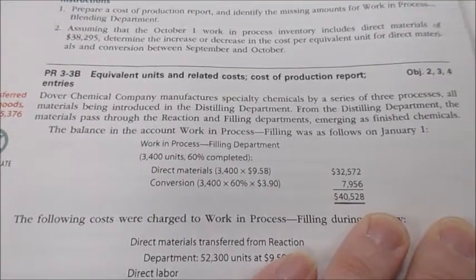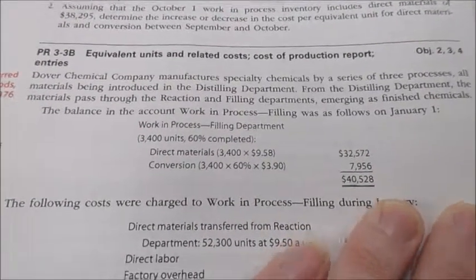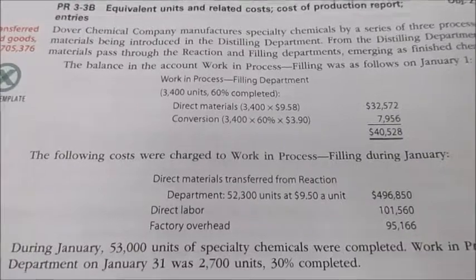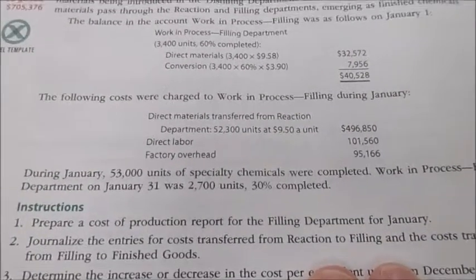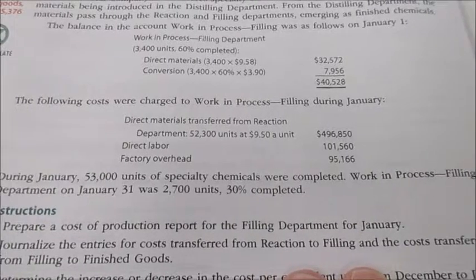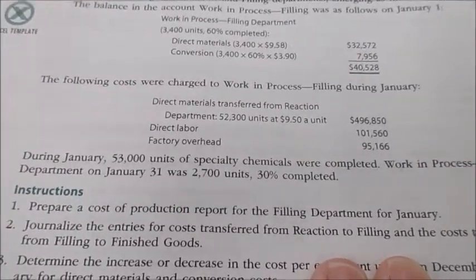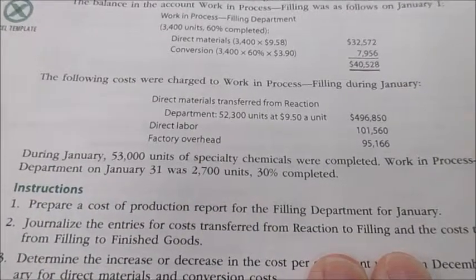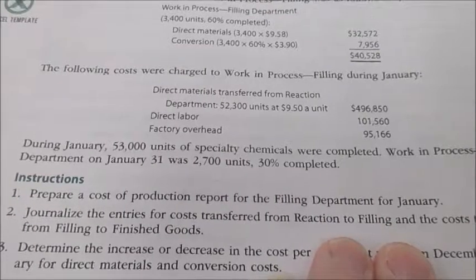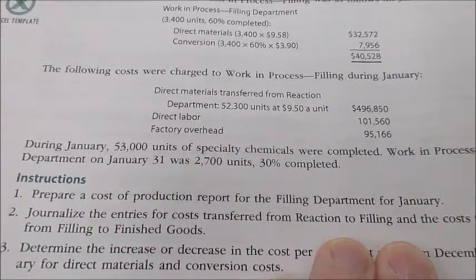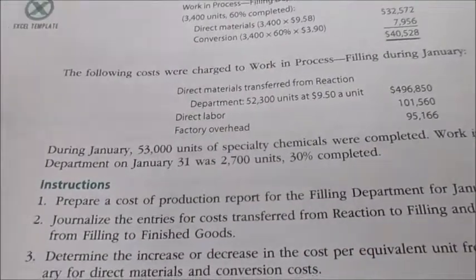The balance in the account work in process filling was as follows on January 1st. The following costs were charged to work in process filling during January. During January, 53,000 units of specialty chemicals were completed. Work in process filling department on January 31st was 2,700 units at 30% complete. So step 1 is where we're going to focus on this problem. Prepare a cost of production report for the filling department for January.